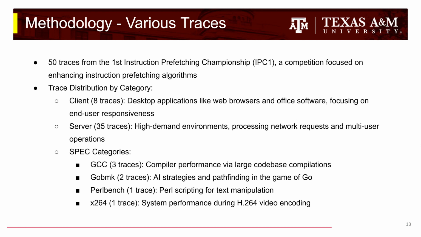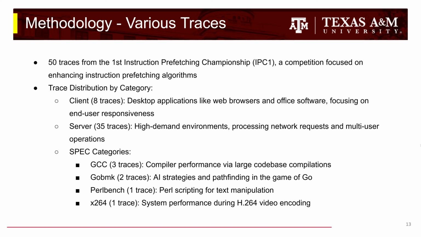And next, we come to the various traces for the methodology. We use 50 traces from the first Instruction Prefetching Championship, a competition focused on enhancing instruction prefetching algorithms. The 50 traces that we use are separated into categories: client, server, and SPEC, and SPEC also has different categories. The client has 8 traces. It's about desktop applications for end users. And then server has 35 traces. Server is about high demand environments.